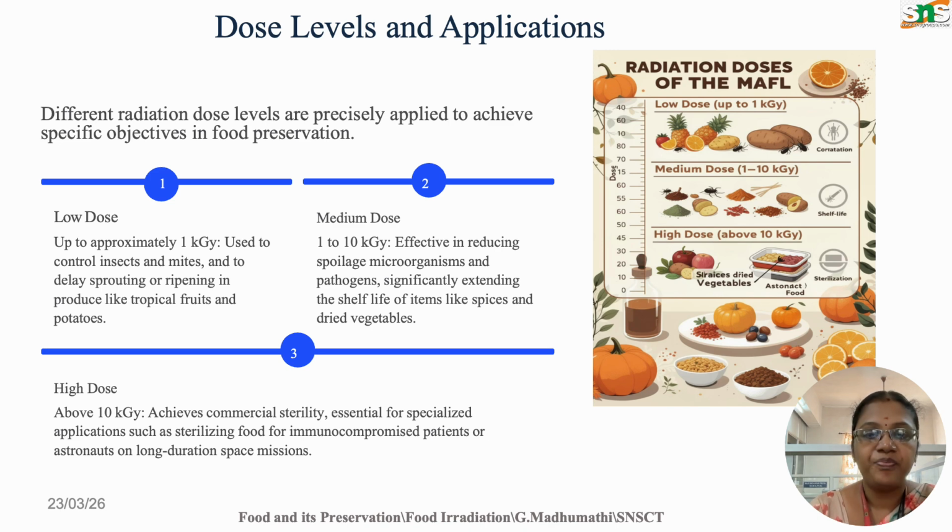And for the medium dose, the range varies from 1 to 10 kilogray. This is more effective and is used to reduce spoilage microorganisms in spices and dried vegetables. The high dose, the third dose, that is a dosage level above 10 kilogray, is used mainly for immunocompromised patients or for astronauts on long duration space missions. These are used to attain commercial sterility.